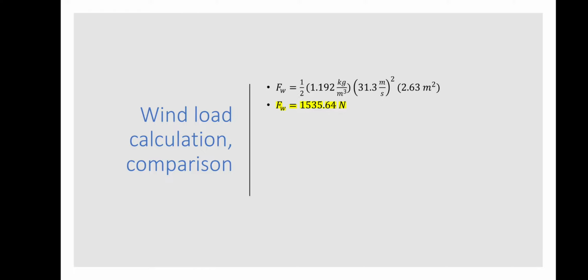Wind load calculation comparison. For this project, what I decided to do was to compare it to what it would take to push someone over. And according to a page that we found on Mapleton, the required wind speed to knock someone over would be 31.3 meters per second. So for that, we plugged it into the previous equation, and we finally got 1535.64 newtons.